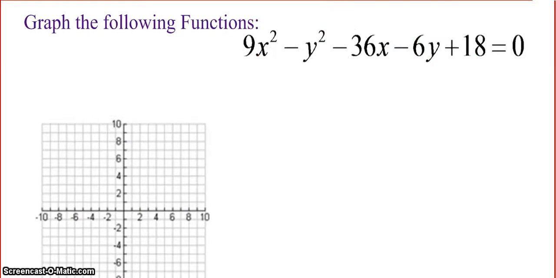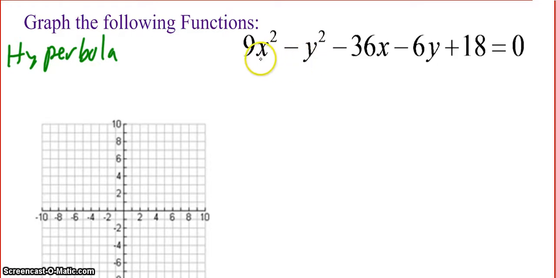What do we have here? Well, I see that I have an x squared and a y squared, and they have opposite signs. So therefore I know that this is going to be a hyperbola. So I want you to try to get this in standard form and then graph it.